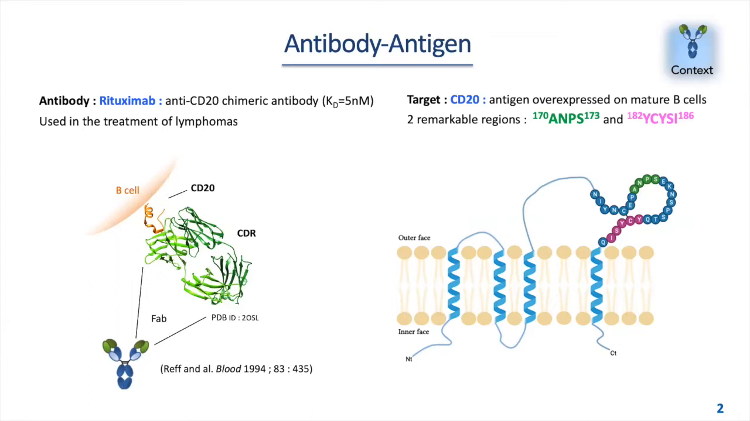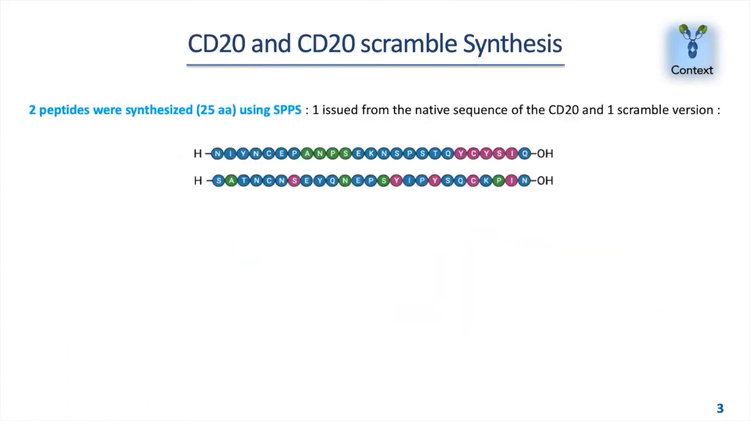For this project, we decided to use this 25 amino acid peptide as a target, as we also have a project of synthesis of mimics using peptides issued from the Fab of the antibody. So the very first step of this project was to synthesize two peptides.